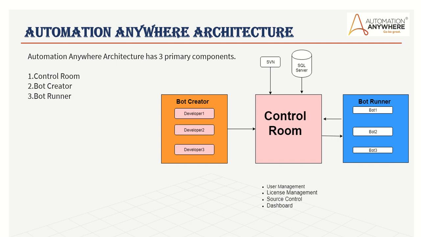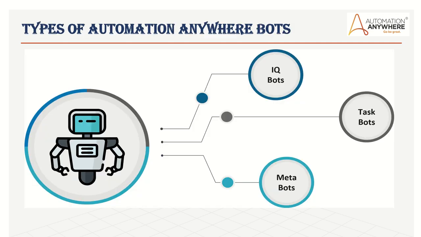So, moving to the next question: what are the types of Automation Anywhere bots? There are three types of Automation Anywhere bots. One is IQ Bot, the second is Task Bot, and the third one is Metabot. Let me discuss one by one. Let's start with Task Bot.